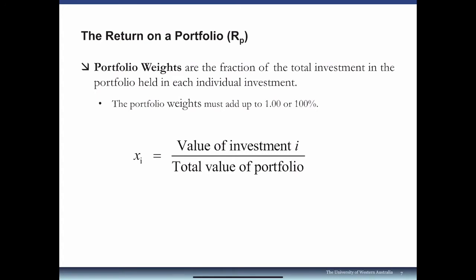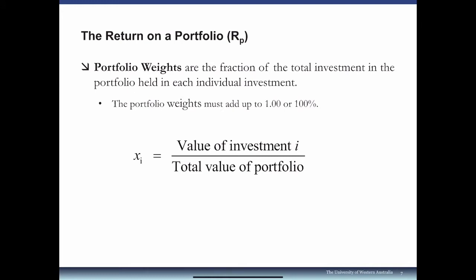So let's just say XI is 20%. That means 20% of your portfolio is allocated to a certain asset I. But unlike probability, where probability only lies between 0 and 1, portfolio weight can be negative. So how would you interpret a number that is negative? Let's say XI is minus 10%. How can you have a portfolio weight of minus 10%?